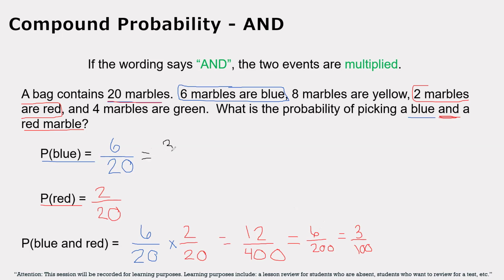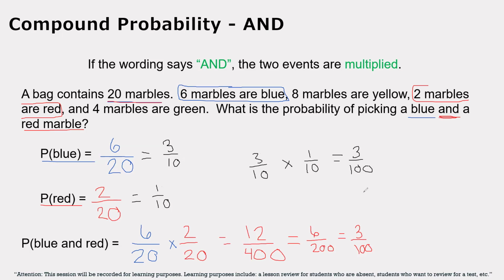If you had initially simplified, let's go back up to our blue one here. We could simplify that to be 3 over 10. Our probability of our red one could be simplified to be 1 over 10. And then now if we multiply the simplified version of our fractions, we still get that same answer. So it doesn't really matter if you simplify at the beginning or the end, you'll still get the same answer.